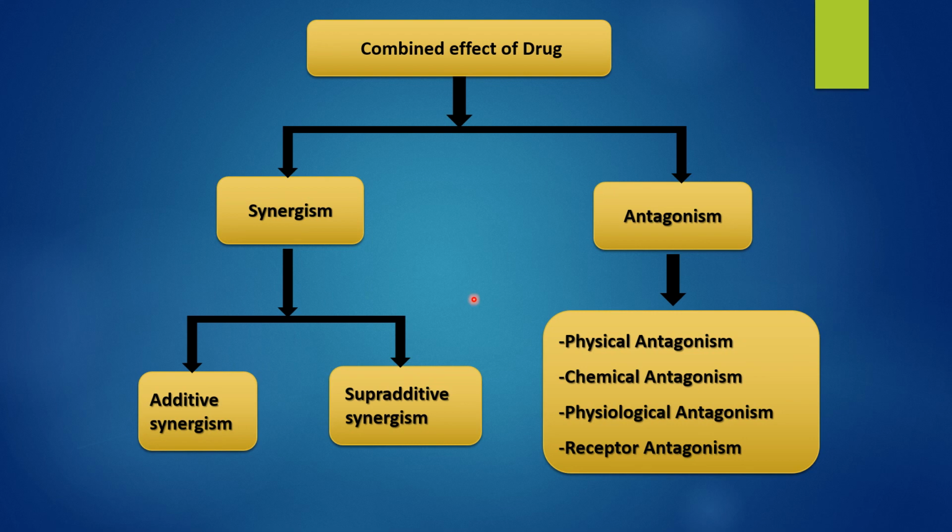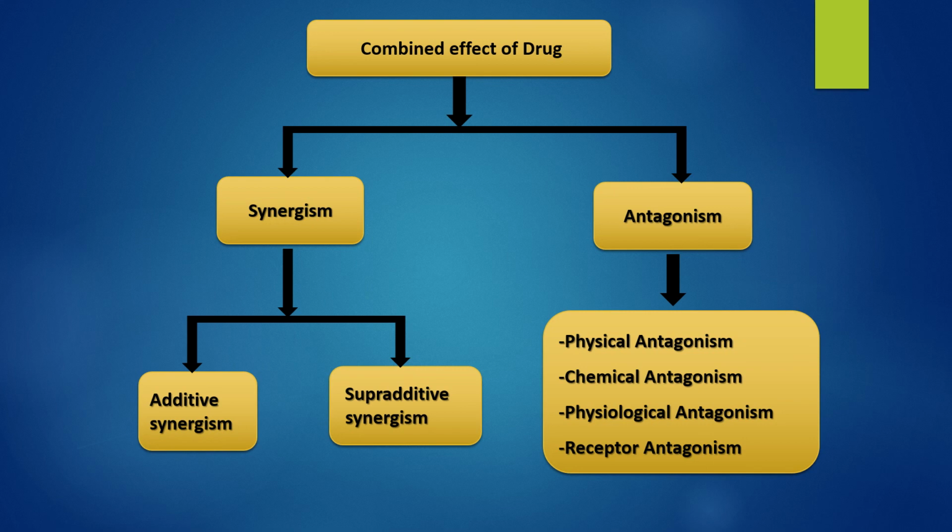Now we will move to the last part, that is the combined effect of drugs. It can be a positive effect or a negative effect. A positive effect from combining two drugs is known as synergism, and a negative or stopping effect is known as antagonism. In synergism itself we have two types: one is additive synergism and the other is supra-additive synergism. Okay, and in antagonism there are four types: physical antagonism, chemical antagonism, physiological antagonism, and receptor level antagonism. We will be discussing each.